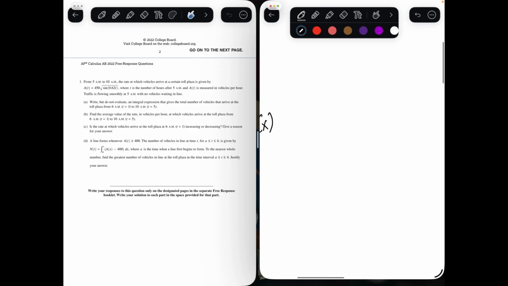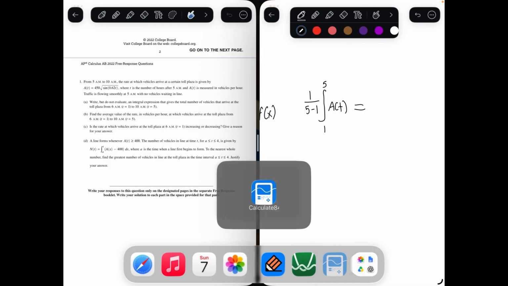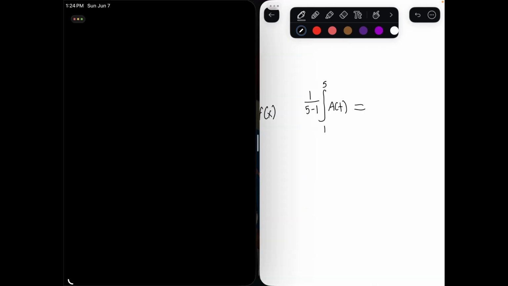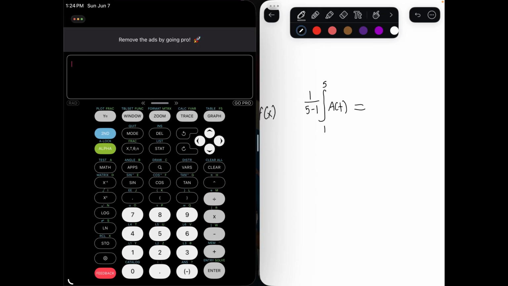So let's set this up. It would be 1 over b, which is 5, minus 1, and then you have your rate, A of t, with your bounds. Since this is a calculator problem, I would not solve this by hand, and I would actually pull up my graphing calculator. So let me go to my TI-84, so I can show you guys the steps. If you have a graphing calculator, just follow the exact steps here.